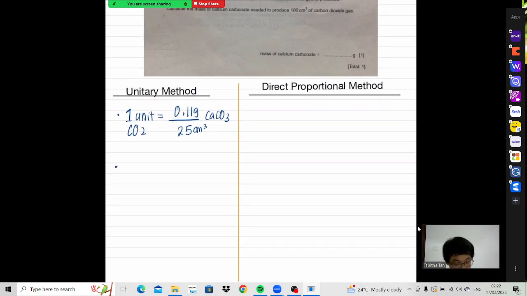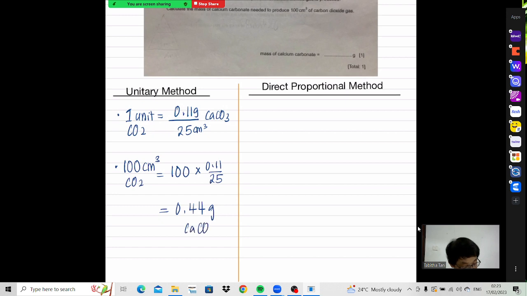Now, in order to collect 100 cm³ of carbon dioxide, you just put in that 100. You want 100, so multiply 0.11 divided by 25, and you just multiply that. 100 divided by 25 is 4, times 0.11, that gives you 0.44 gram of what? Calcium carbonate. Okay, now that is the unitary method.